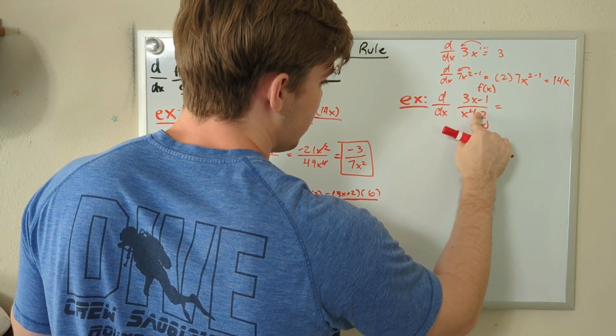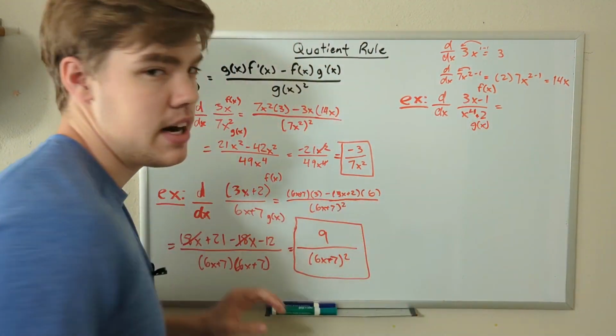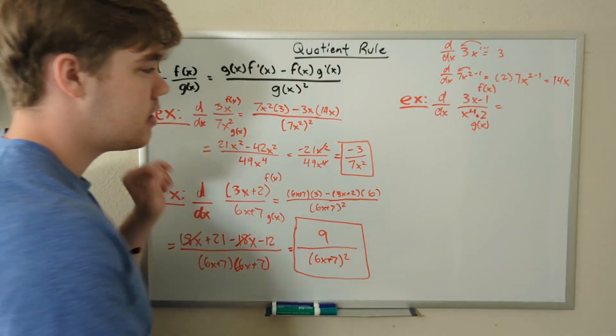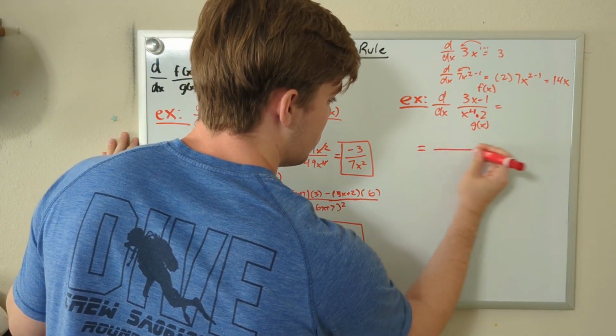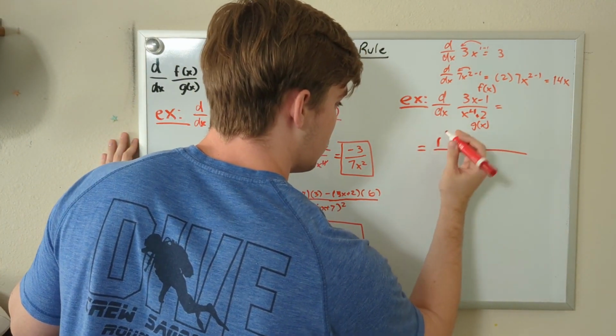Wow, I wrote that very poorly. Hold on. X to the fourth plus 2. They kind of got combined. I think that looks a little better. So let's plug that into our quotient rule formula. This is now equal to, big old division sign, g of x is just x to the fourth plus 2.